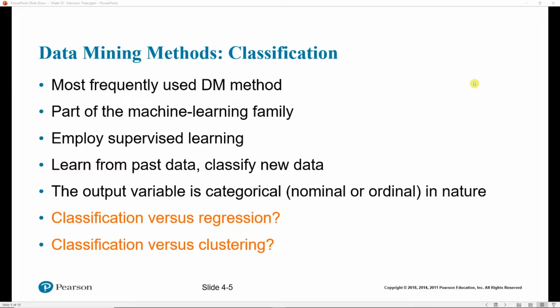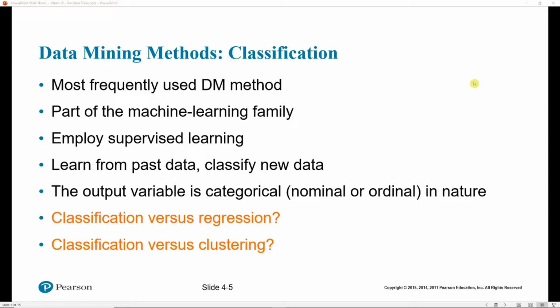Classification is the most frequently used method of data mining, and it is part of the machine learning family. Like I said, it employs supervised learning. It learns from past data and then classifies new data. So two new concepts here that we're going to talk about when we talk about classification: the idea of a training set of data and a testing set of data. When we develop your classifier, you're going to generally split your data into 70% training and 30% testing. This will allow you to test without overtraining and also see the actual performance of your classifier.